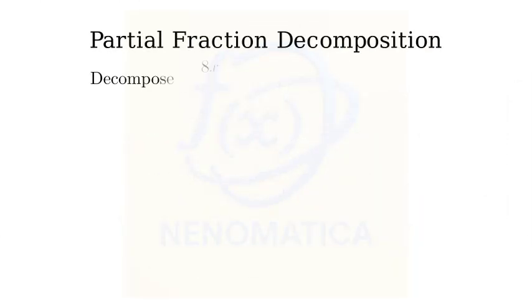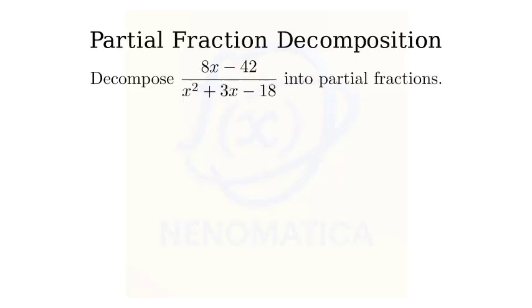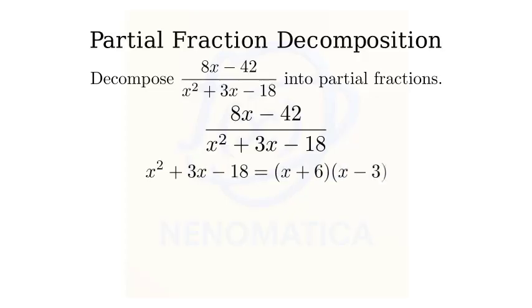In this lesson, we will decompose a rational expression into partial fractions. Our goal is to write (8x minus 42) over (x squared plus 3x minus 18) as a sum of simpler fractions. Step 1. Factor the denominator. The quadratic x squared plus 3x minus 18 factors as (x plus 6)(x minus 3), because 6 times negative 3 is negative 18 and 6 plus negative 3 is 3.